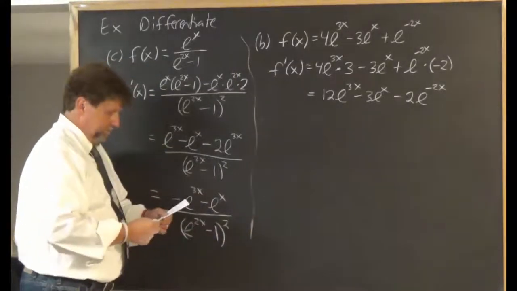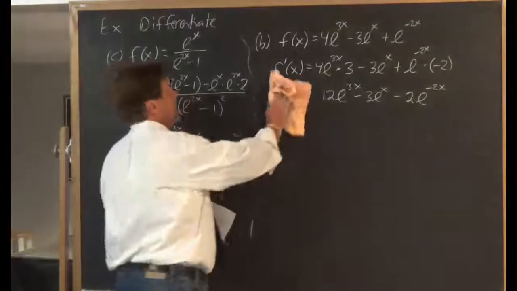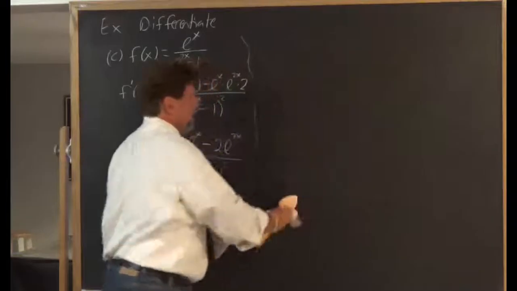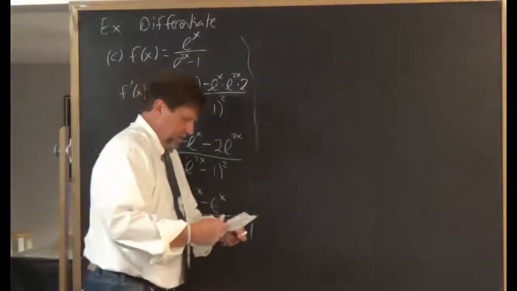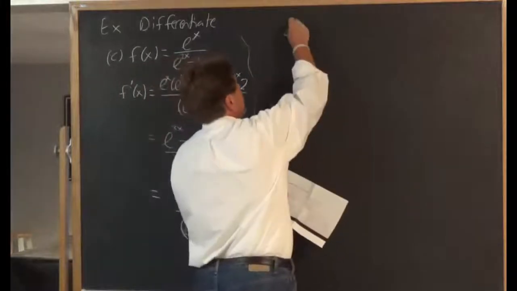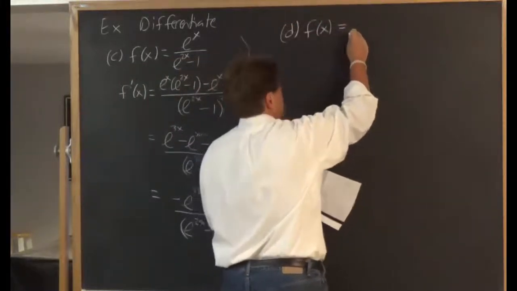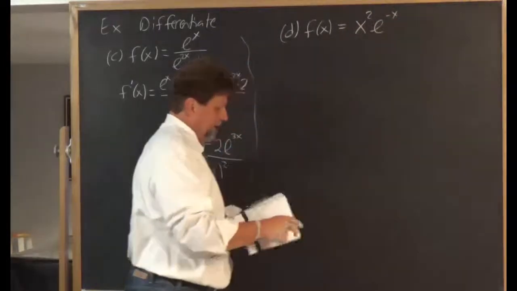Part D. I gotta erase this to get part D up here. Should have done that when I was putting part C up. So part D, see, the function was f of x equals x squared e to the negative x.